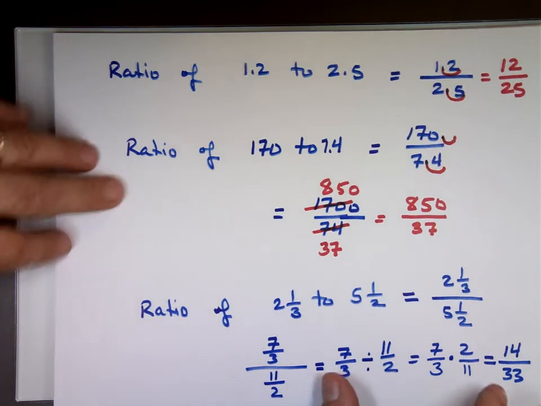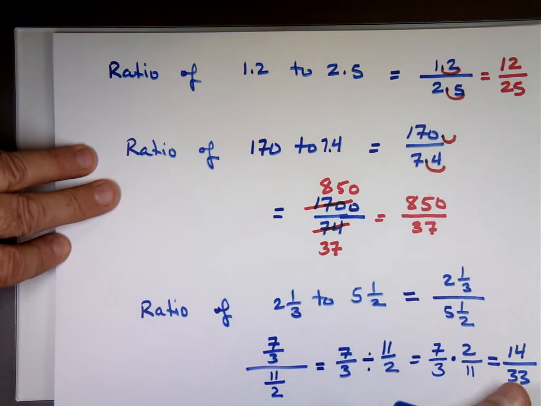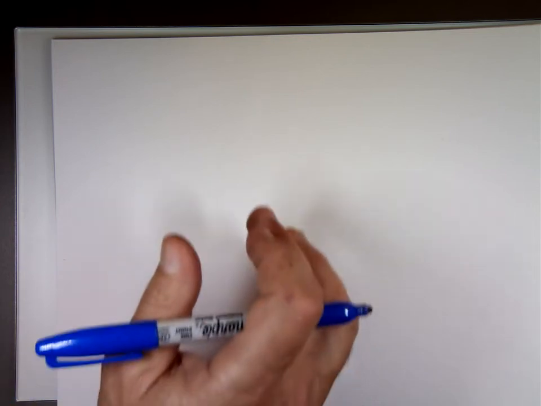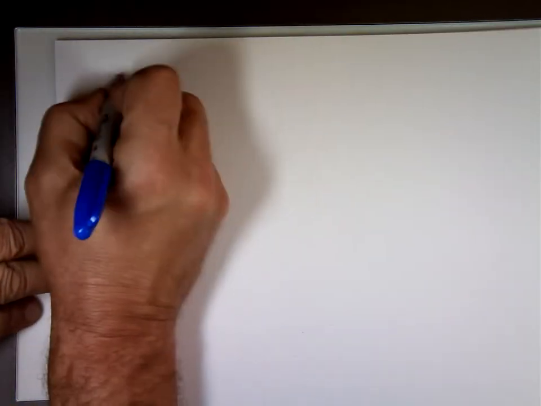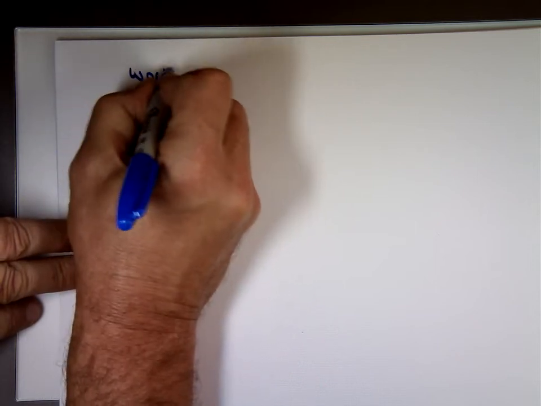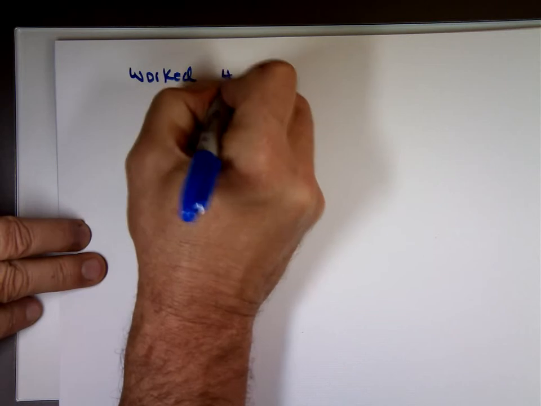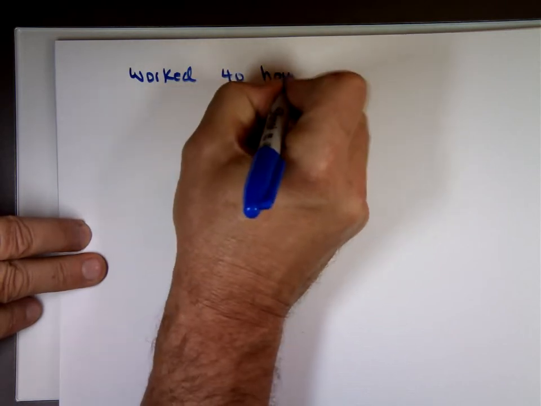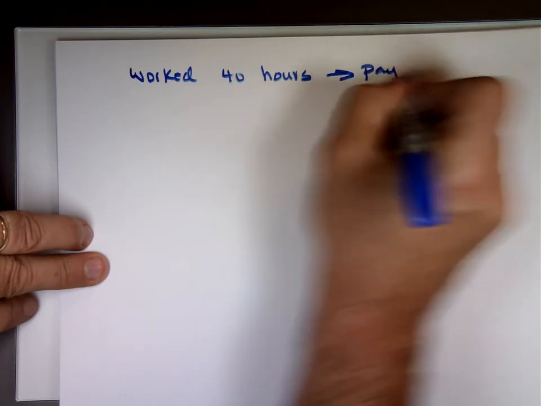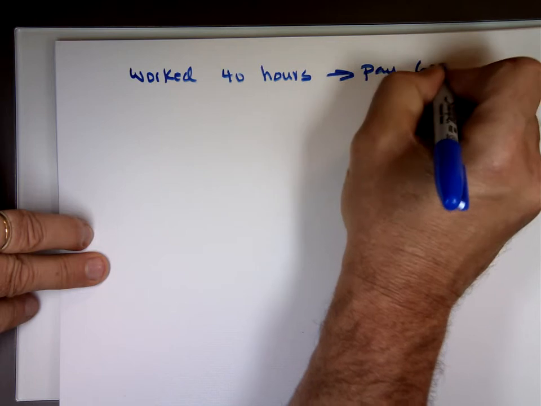Let's do a ratio. You can use that. Where can I use ratios? You might be wondering. Lots of places. An example. You might say, you know what? I worked this week. I worked 40 hours. And I get paid. My pay was $600.